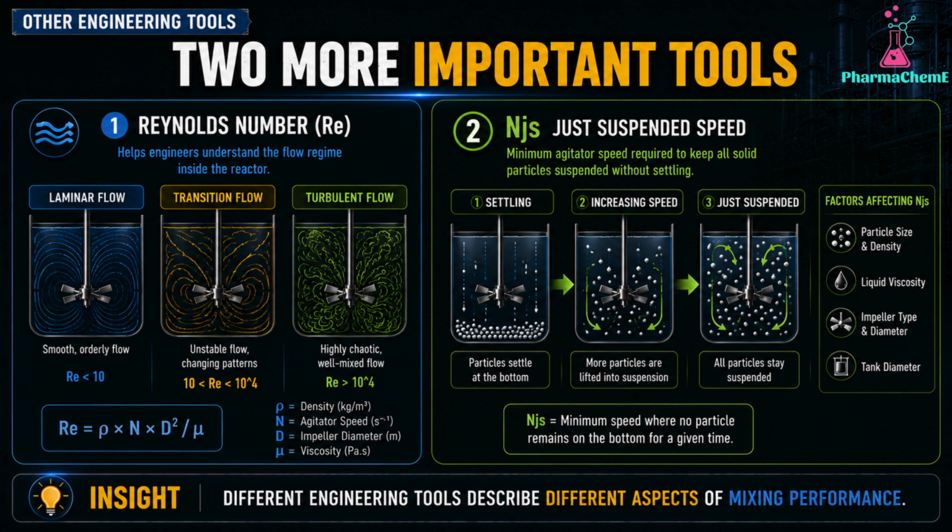Two other engineering tools are also widely used during agitation scale-up. The first is the Reynolds number. It helps engineers understand the flow regime inside the reactor. Is the liquid flowing smoothly, or is it highly turbulent? The second is NJS, or the just suspended speed. It is the minimum agitator speed required to keep all solid particles suspended without settling at the bottom. We'll explore both of these in much greater detail in the next episode, where we'll perform actual scale-up calculations.